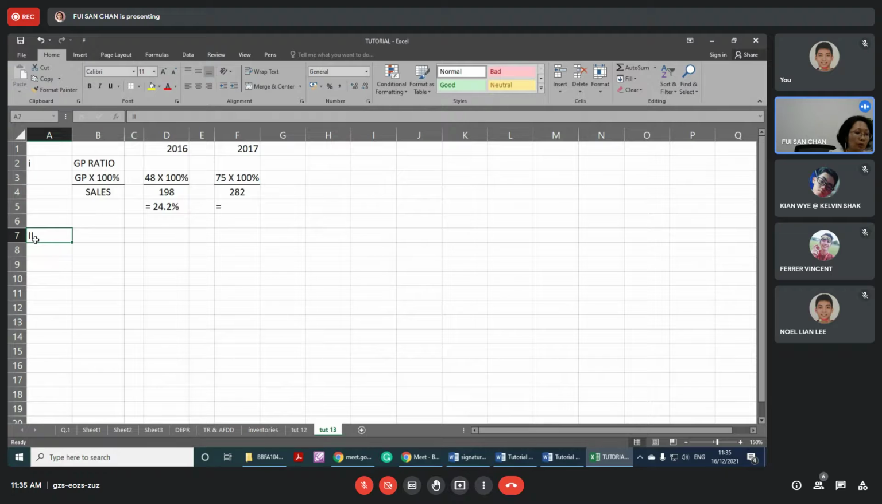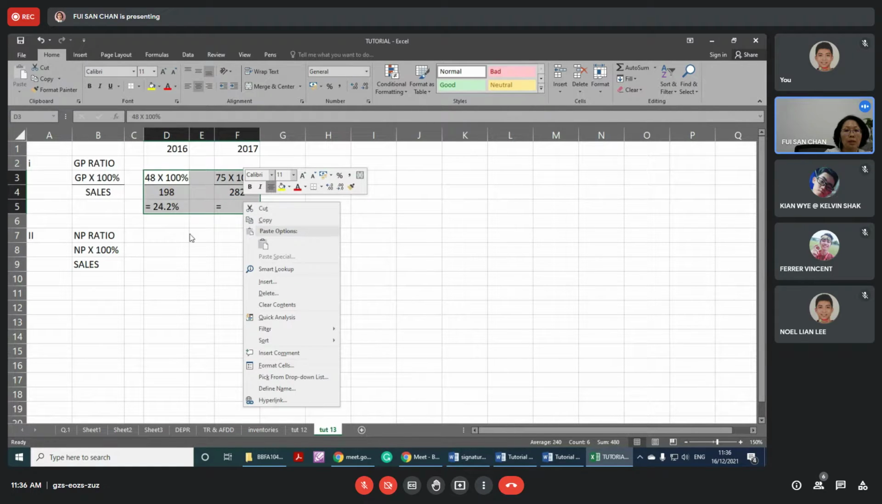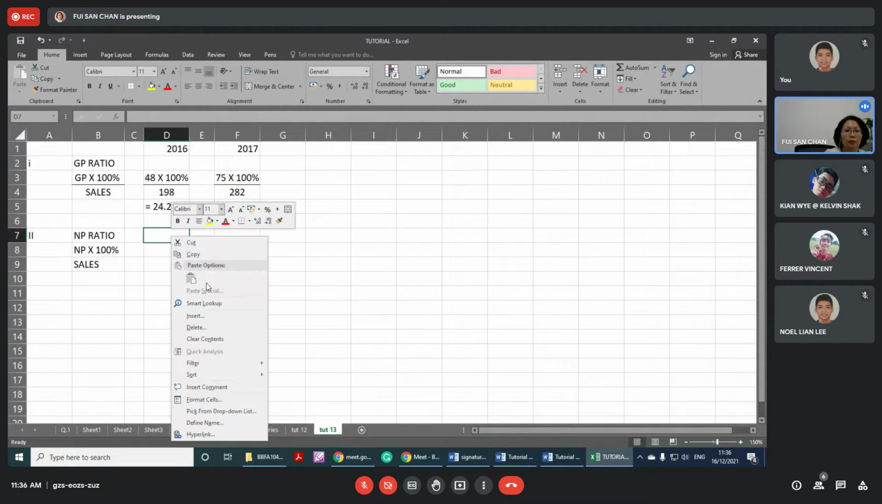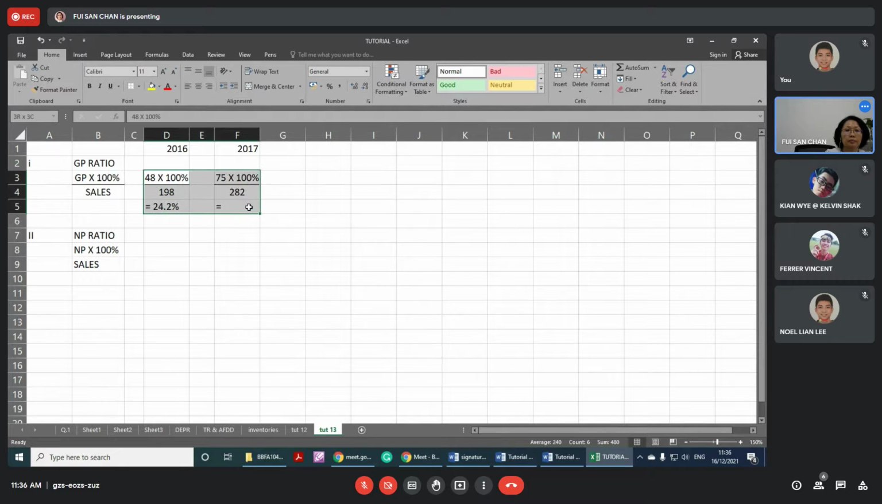Okay, so number two is net profit. Net profit ratio, so it's net profit times 100% divided by sales. Same thing, so I just copy, but of course I change the numbers, because I changed the number now.